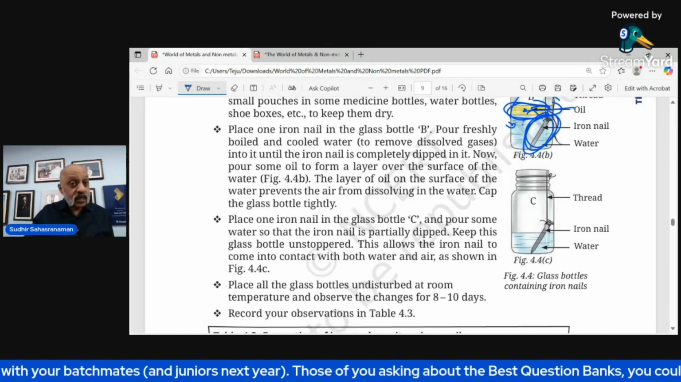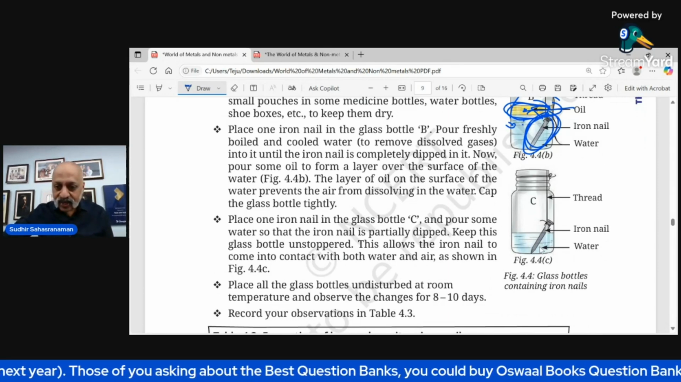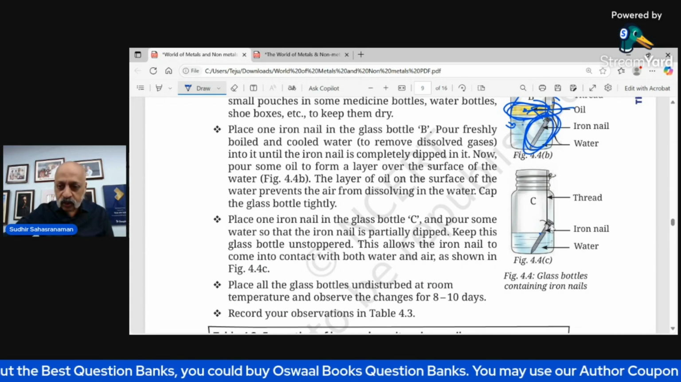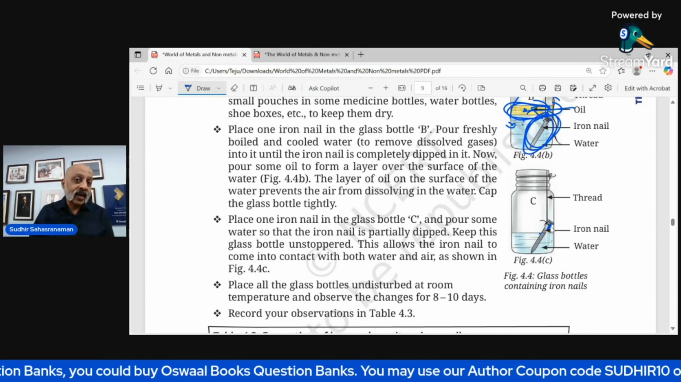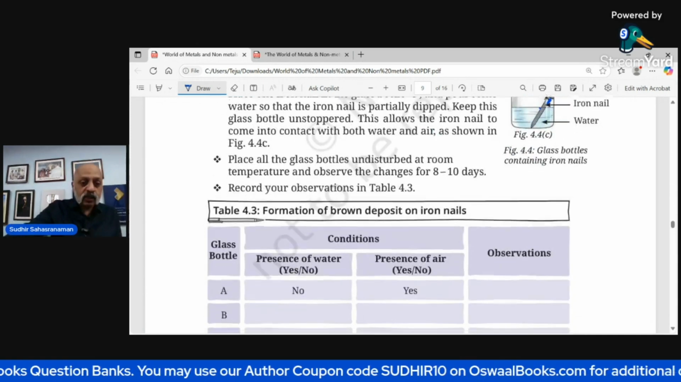The third condition is the most significant one, and I want you to pay attention to this, where the iron nail is 3/4 in water or 2/3 in water, 1/3 it is outside in the air. Now, what will happen in the three conditions? That is something which you need to observe.